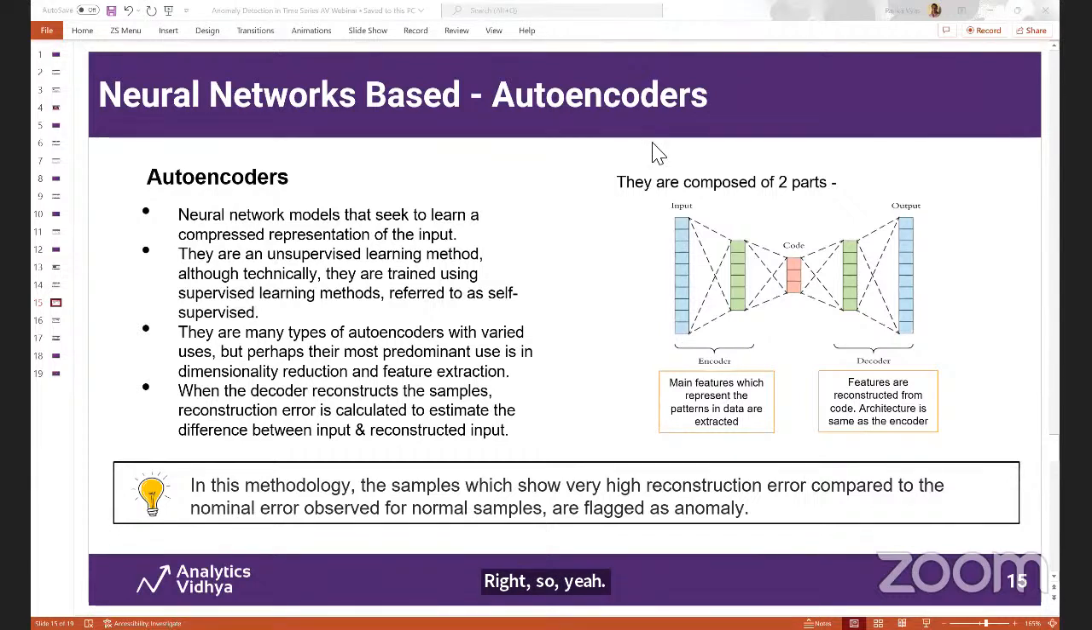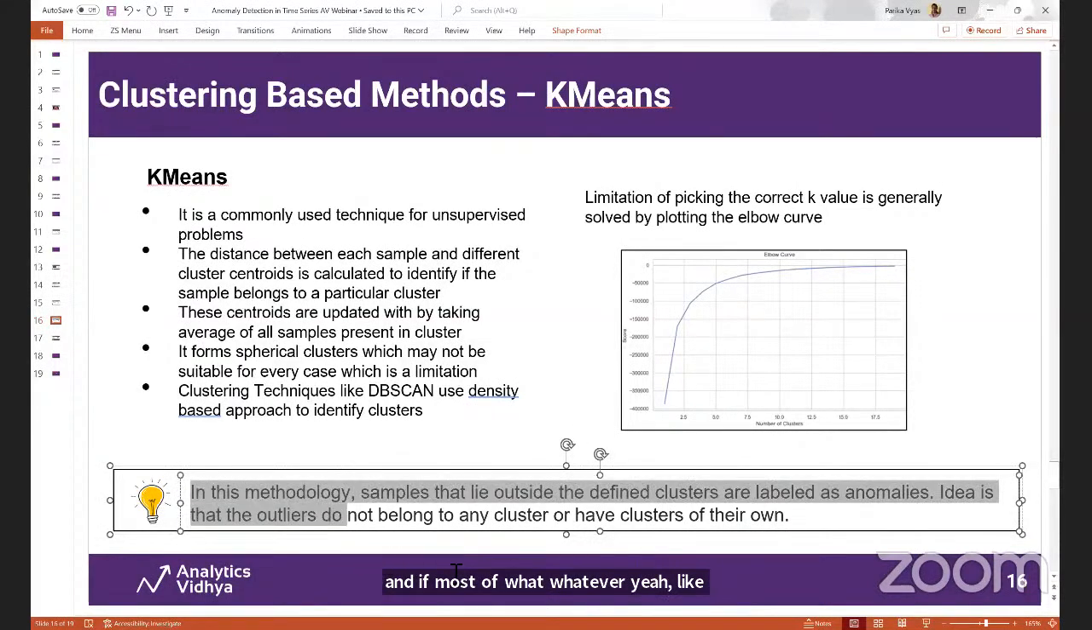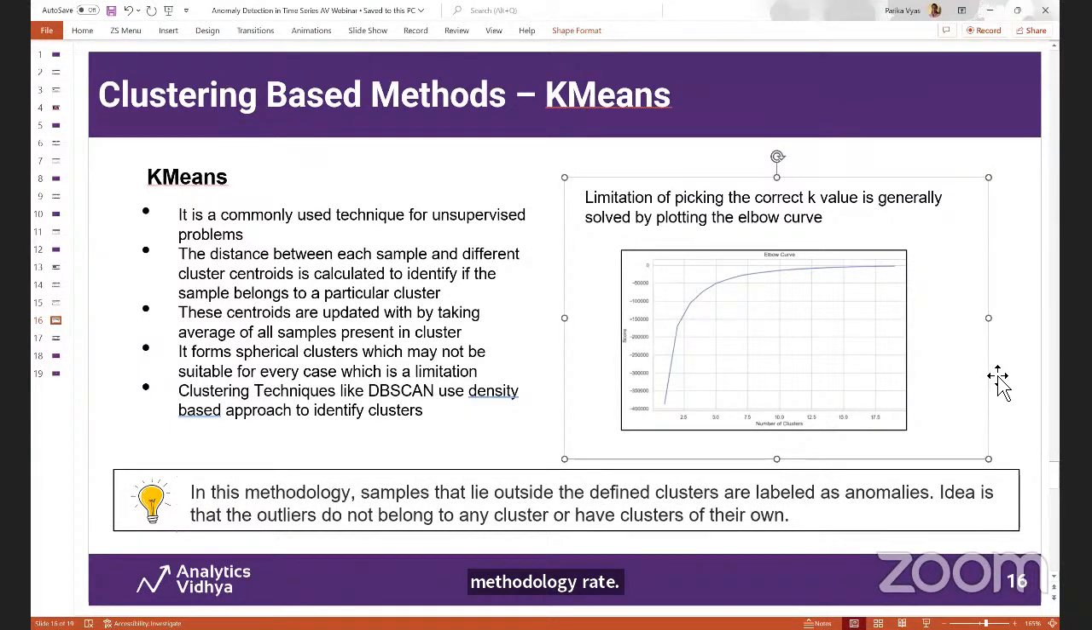All right. We have almost 2 minutes left, and we've tried to answer a lot of questions. I quickly want to take you through the last two techniques. One is a clustering-based technique, where we're doing nothing but clustering the data points that we have. Let's just go through the idea of the methodology. If the samples lie outside the defined clusters, then they're labeled as anomalies. We are assuming that the nominal or normal values would be present in a particular cluster, and the few points which are not present in the cluster are probably anomalies.